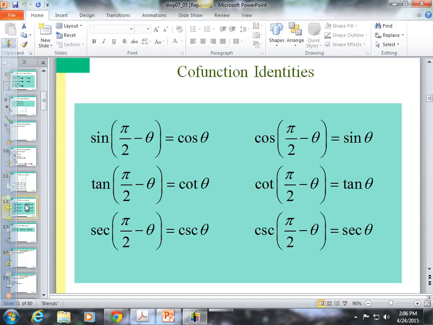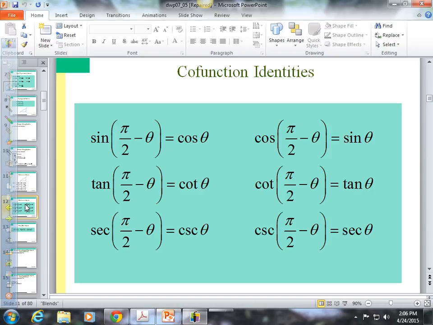So here are my cofunction identities then. The cosine of theta is going to be equal to the sine of the complement of theta. Well, what's the complement of theta? If my theta is 30, what's the complement of 30? And how'd you get 60? 90 minus 30 is 60. Well, we're not using degrees, we're using radians. So the cosine of theta has got to be the sine of pi over 2 minus theta.